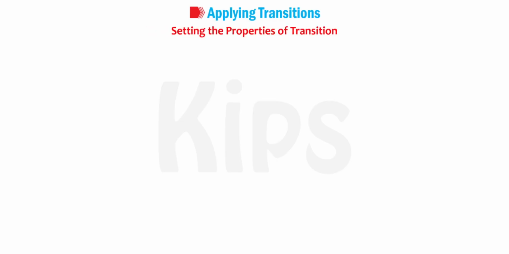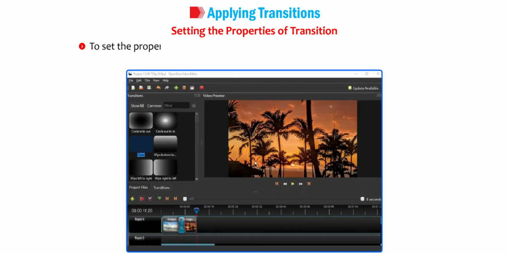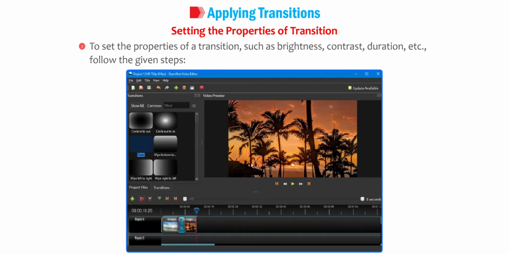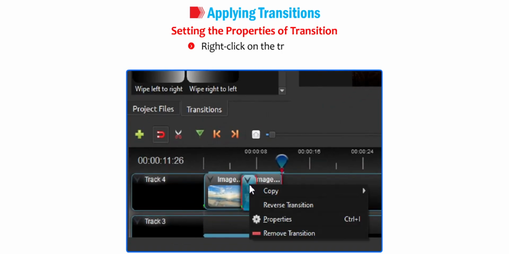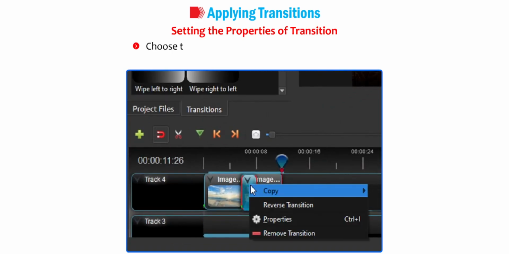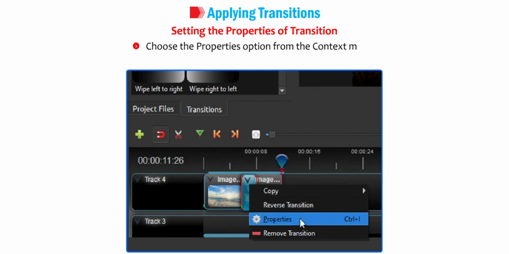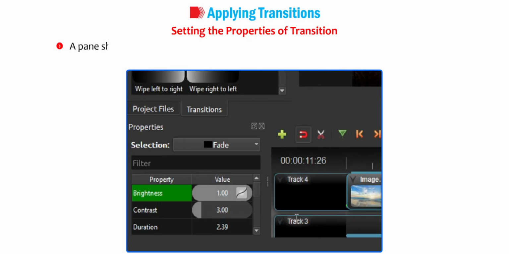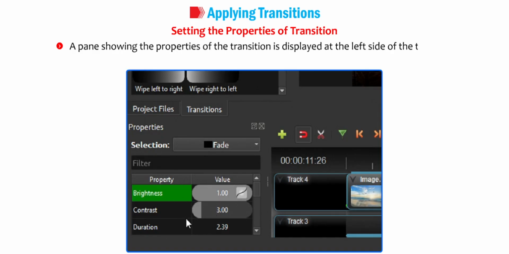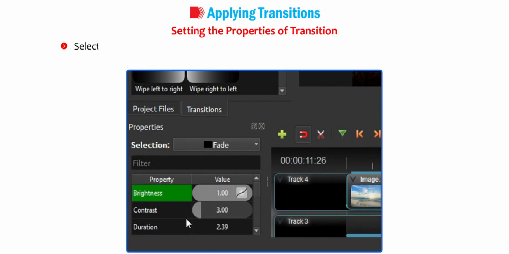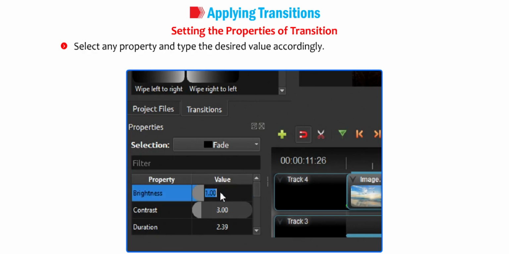Setting the properties of transition. To set the properties of a transition such as brightness, contrast, duration, etc., follow the given steps. Right-click on the transition. Choose the Properties option from the context menu. The pane showing the properties of the transition is displayed at the left side of the timeline. Select any property and type the desired value accordingly. Press the Enter key to apply.